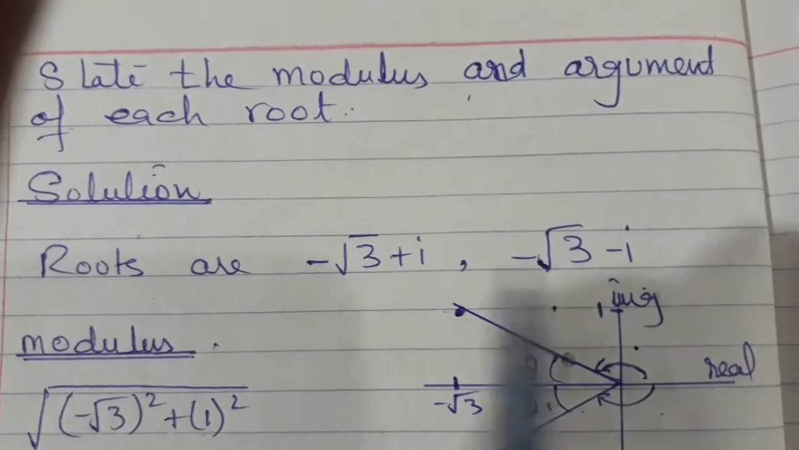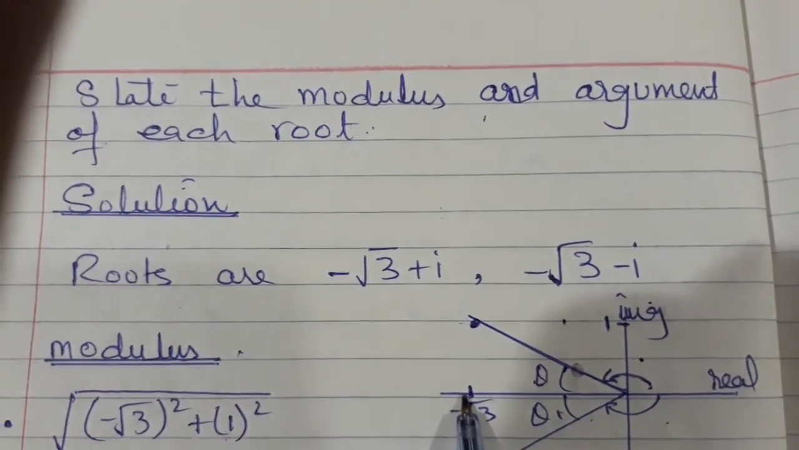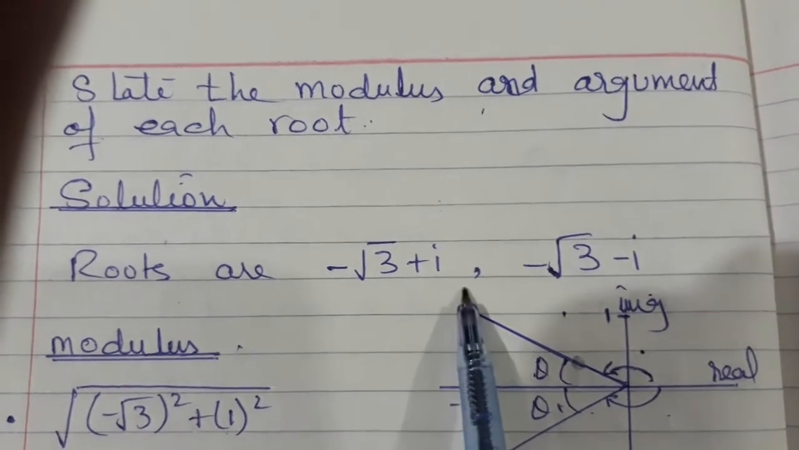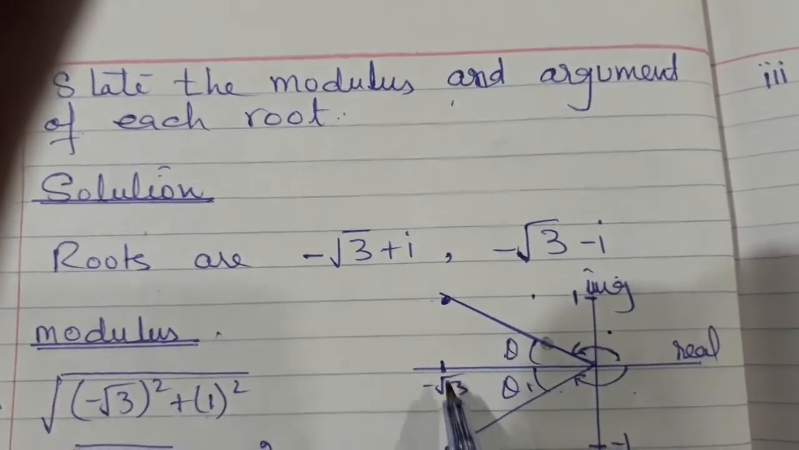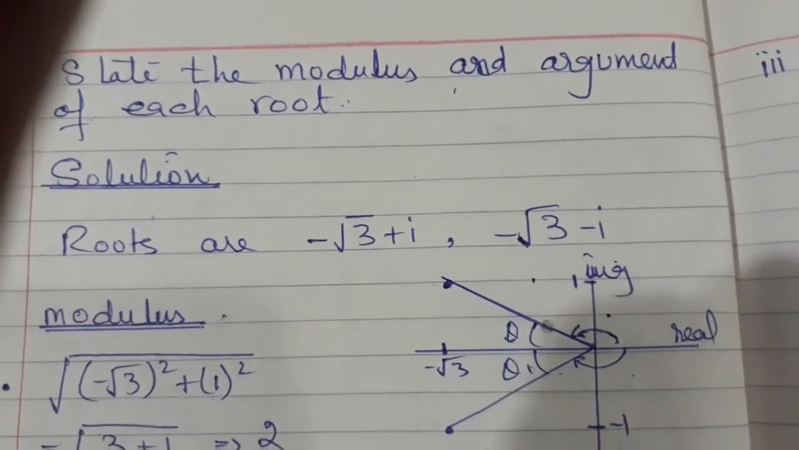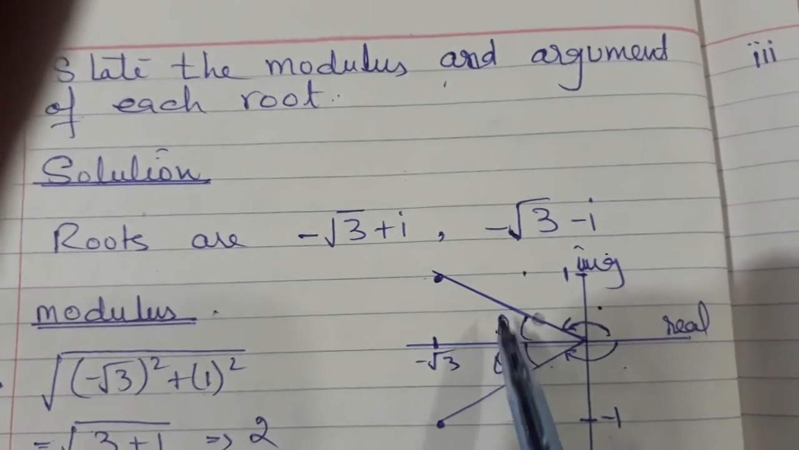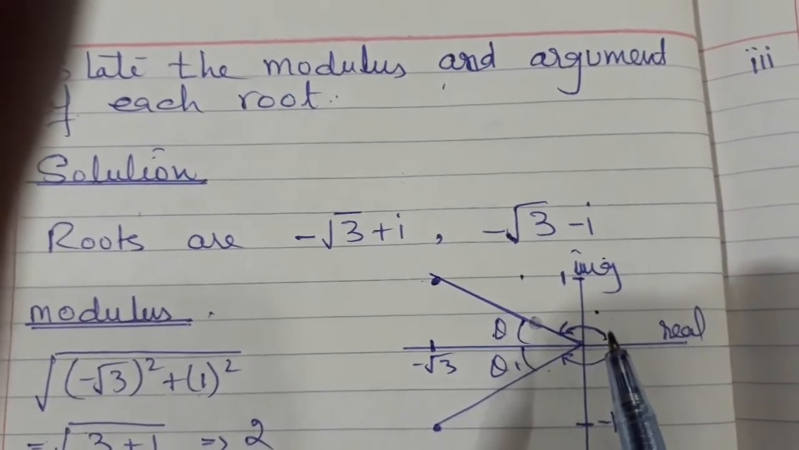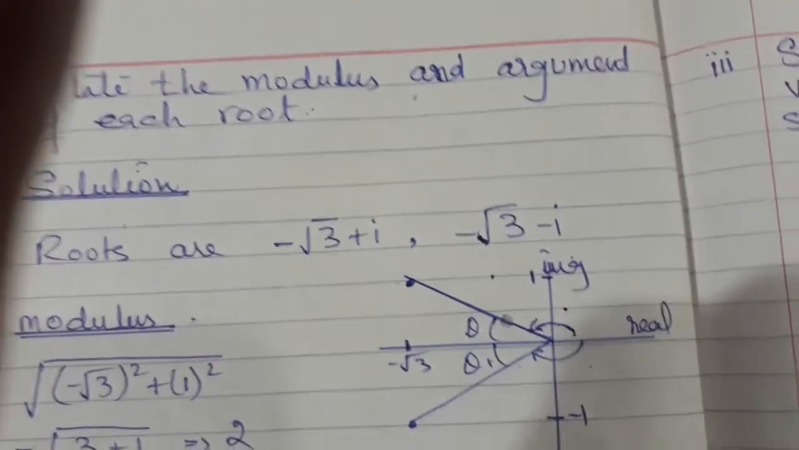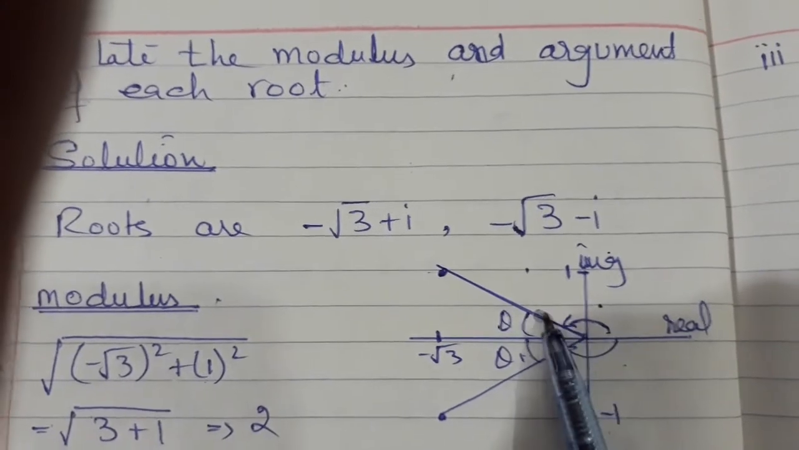So now if you look at this, minus root 3 plus iota, it means this side, minus root 3 plus iota. So this angle. The other is minus root 3 minus iota. So it is this angle. So these are the two angles. So my theta will be, the answer will be, because the question is saying find the argument, it will be this angle. Yes or no?